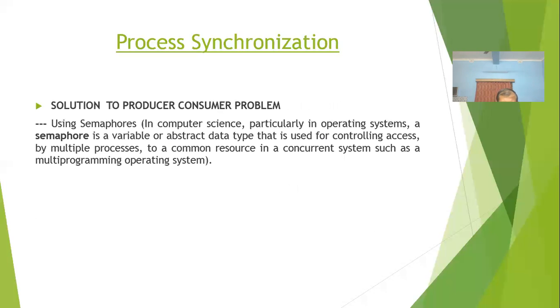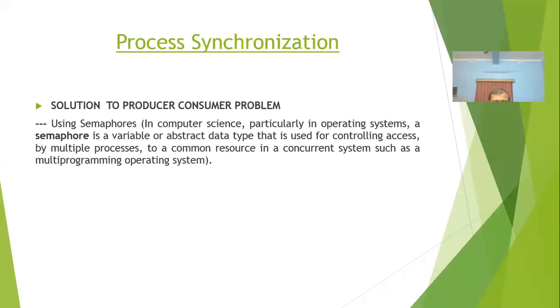So going to the next slide. Now, what can be a possible solution to the producer-consumer problem? We can use the concept of semaphores. What is a semaphore in computer science? Particularly in operating systems, a semaphore is nothing but a variable or an abstract data type that is used for controlling access by multiple processes to a common resource in a concurrent system, such as a multi-programming operating system.